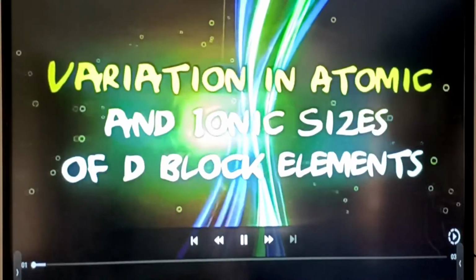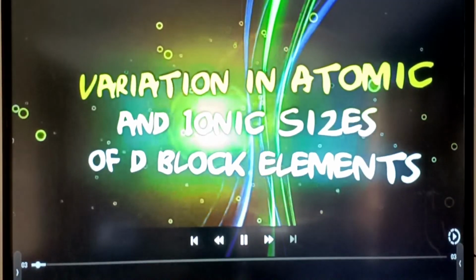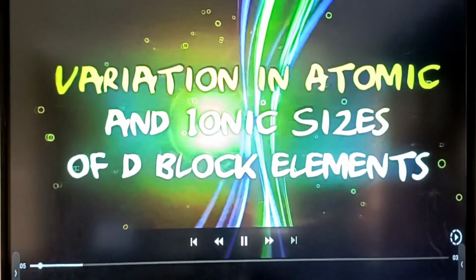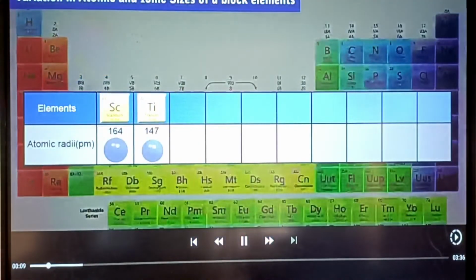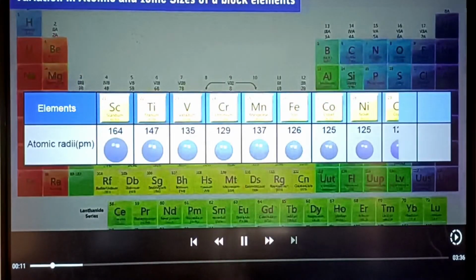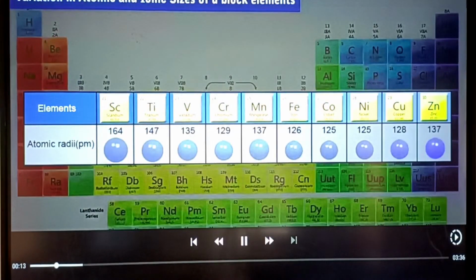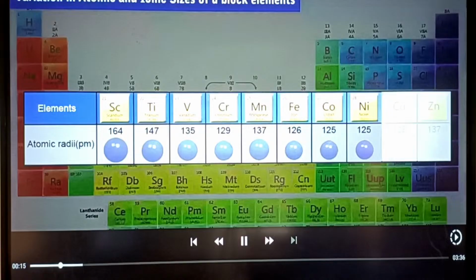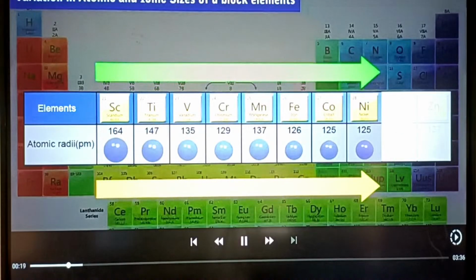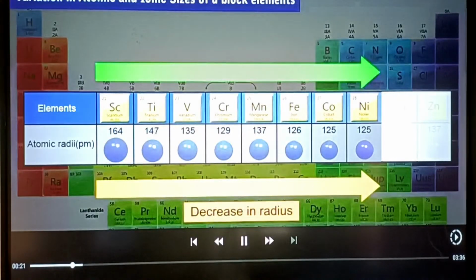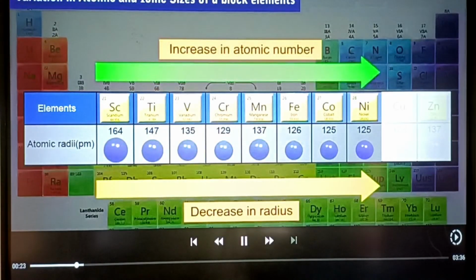Let us study about the variation in atomic and ionic sizes of d block elements. The atomic radii of elements in the 3d series are given in the table. Here you can see that the atomic radii of the elements show a progressive decrease in radius with an increase in atomic number.